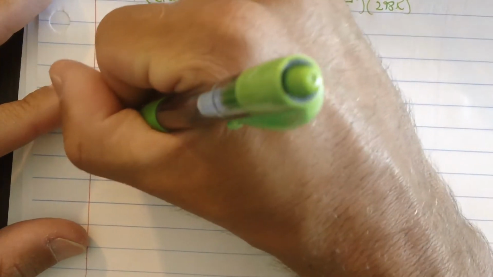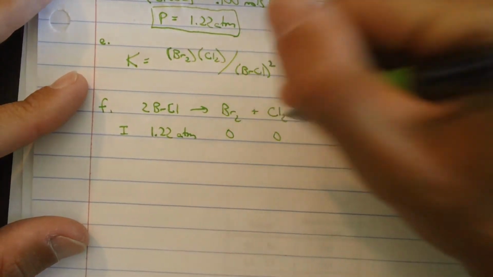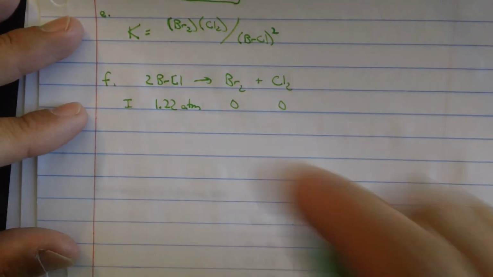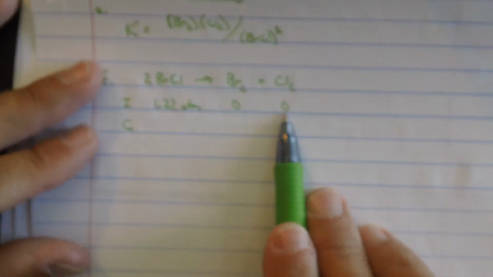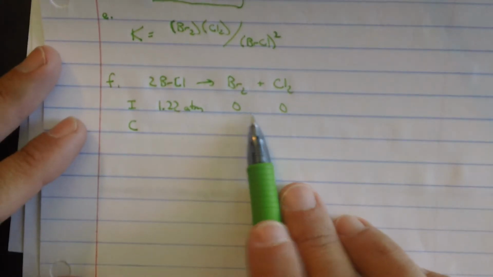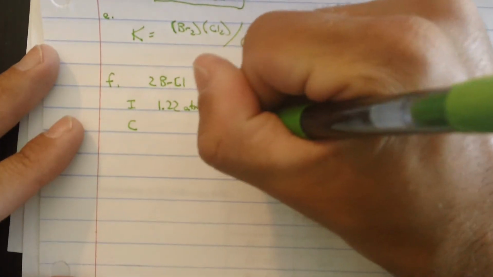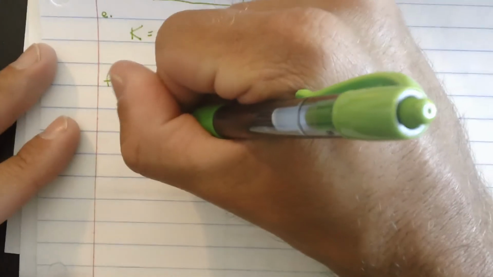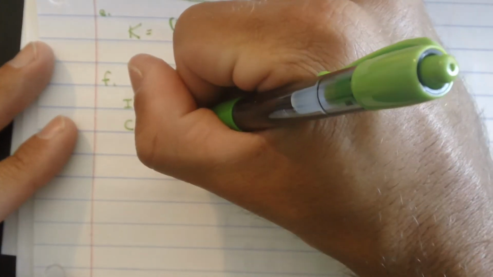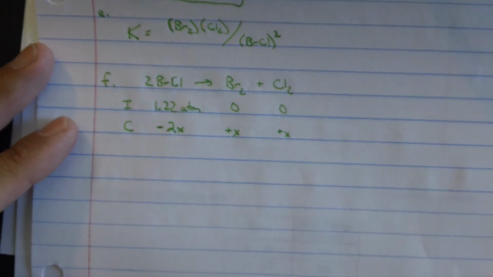Our initials on the bromine and chlorine are both zeros. And so we need changes. Our change here, are we going to gain or lose on the zero side? We've got to gain over here on the bromine and chlorine side. So we're going to gain X here and gain X here. And we are going to lose from here. Watch your stoichiometry. We're going to lose 2x there.